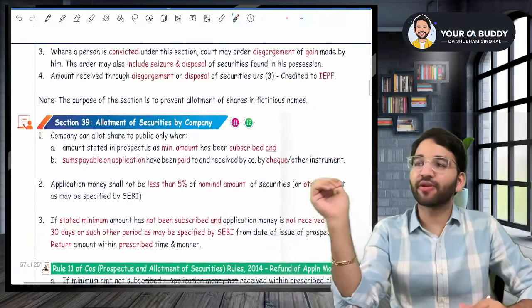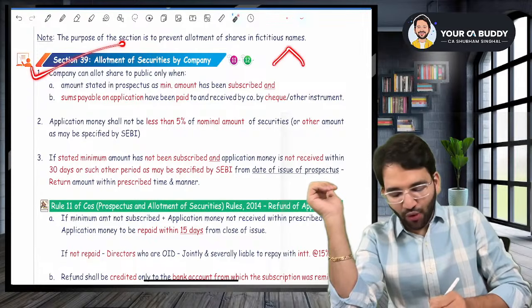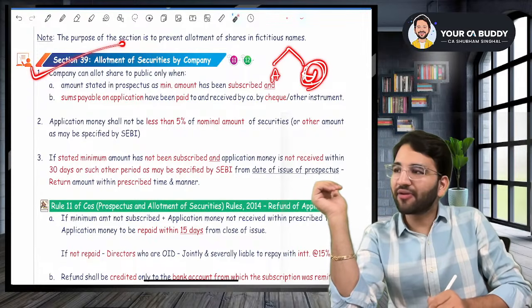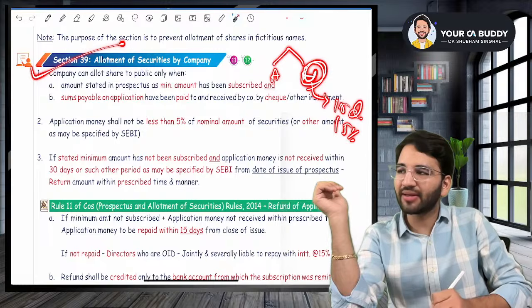So this is your provision of return of allotment, section number 39. Either you go for allotment or you go for refund. If you go for refund, you'll have to refund within 15 days, otherwise 15% per annum.